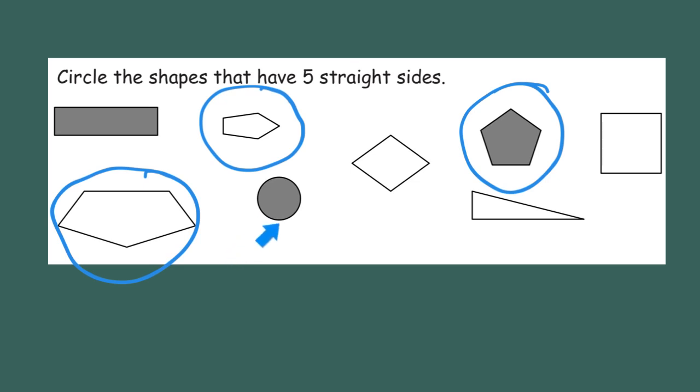In this shape, we can see that there are no sides. And lastly, 1, 2, 3. That one only has 3 straight sides. So in this example, we can see that this shape, this one, and this one have 5 straight sides.